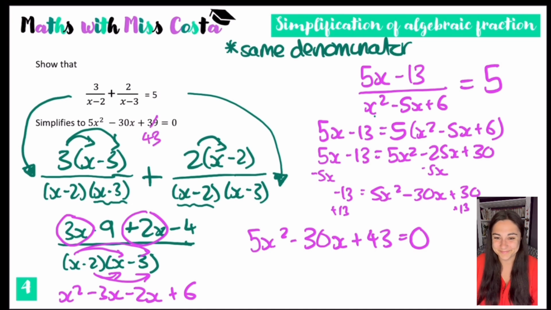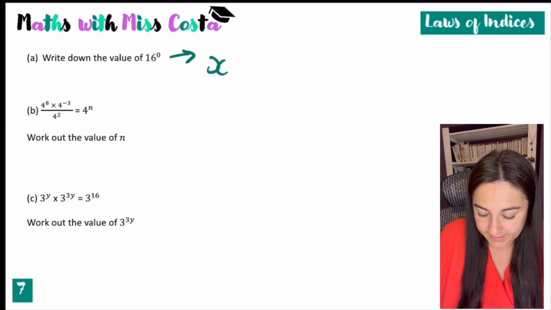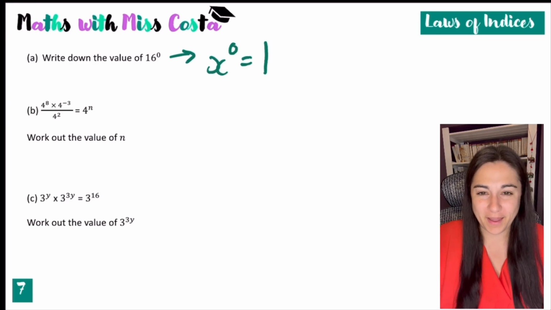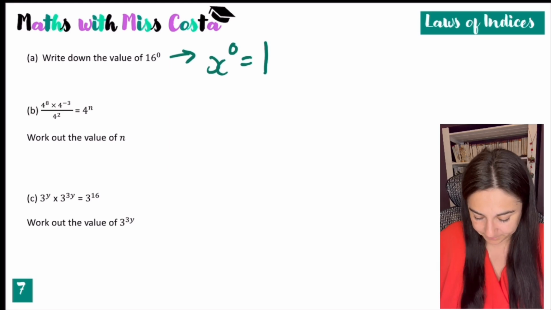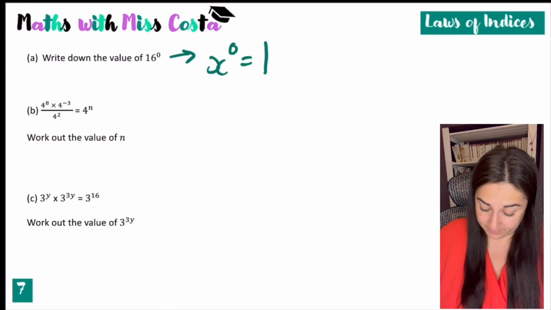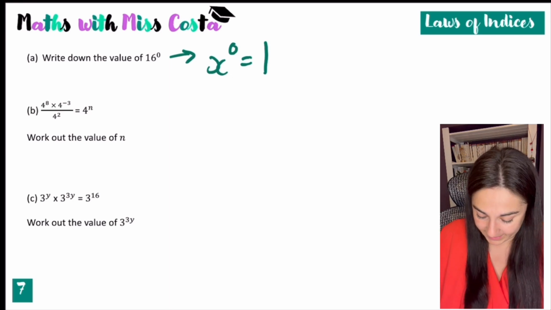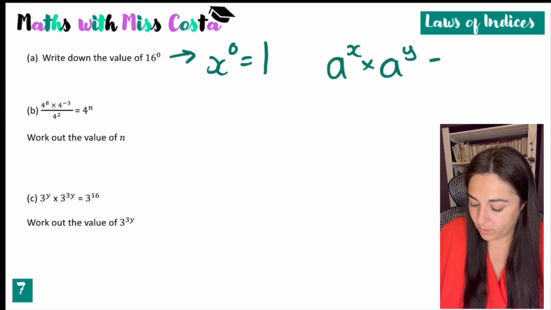That anything to the power of 0 is 1. If not, go back on the video and we went through why that is. Now over here we've got 4 to the power of 8 times 4 to the power of -3. When we're multiplying indices, so a to the power of x times a to the power of y, all we do is add the indices together.